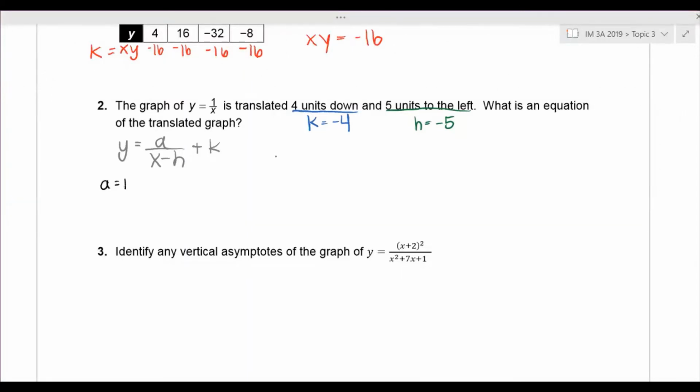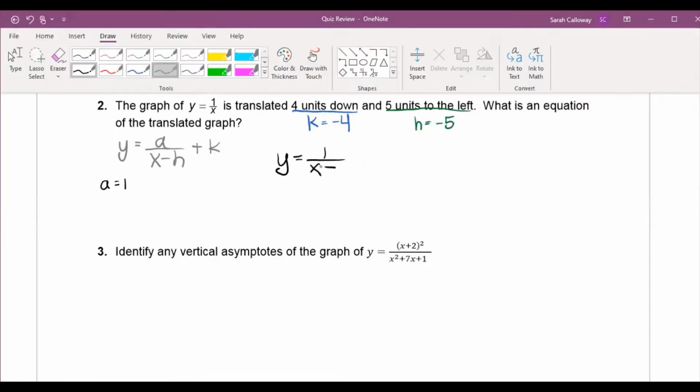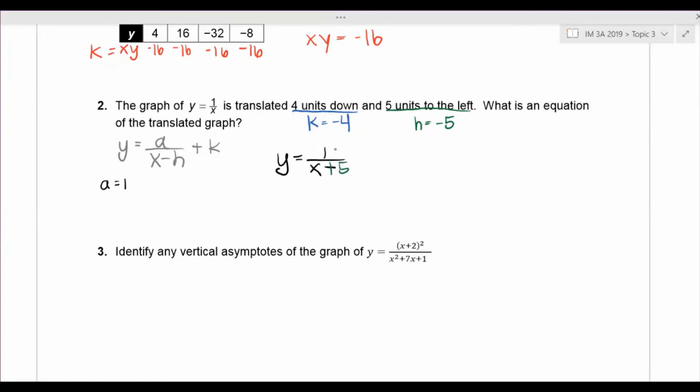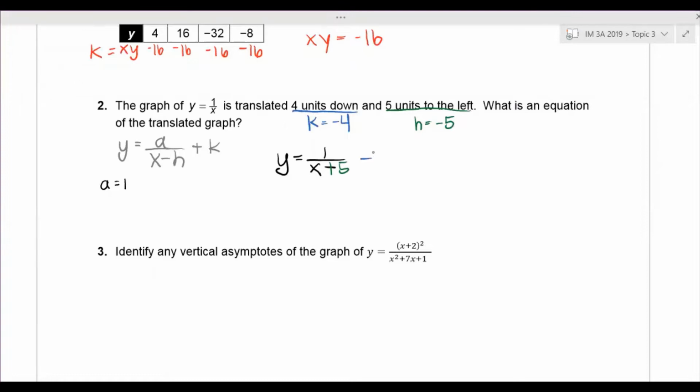And so this equation would be represented by y equals 1 over x minus h plus k. So that's going to become x plus 5. And then plus a -4 to represent that value for k. So the equation is y equals 1 over x plus 5, minus 4.